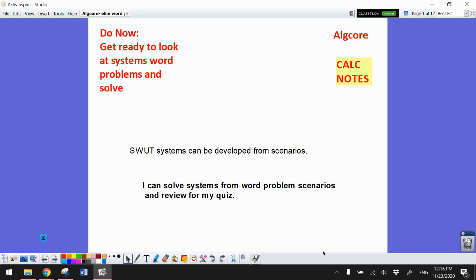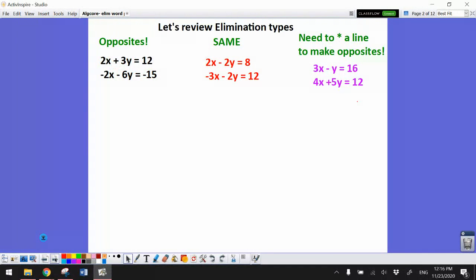We're going to take a look at some systems word problems today. And we're going to see that primarily when we're solving systems word problems, they're in standard form. So let's go ahead and start with our first. Let's just start with a quick review in terms of the three different types of elimination problems.